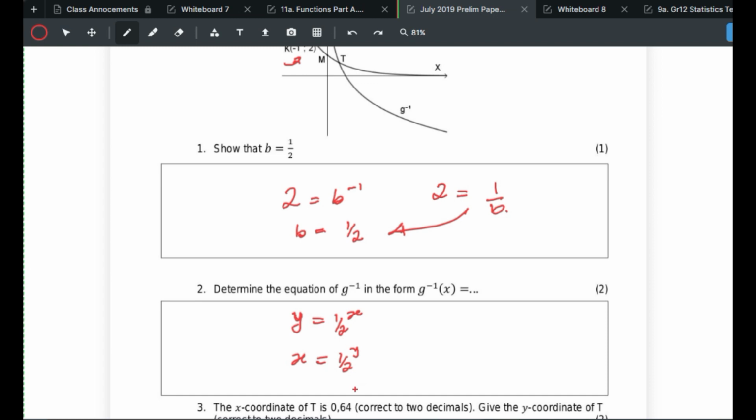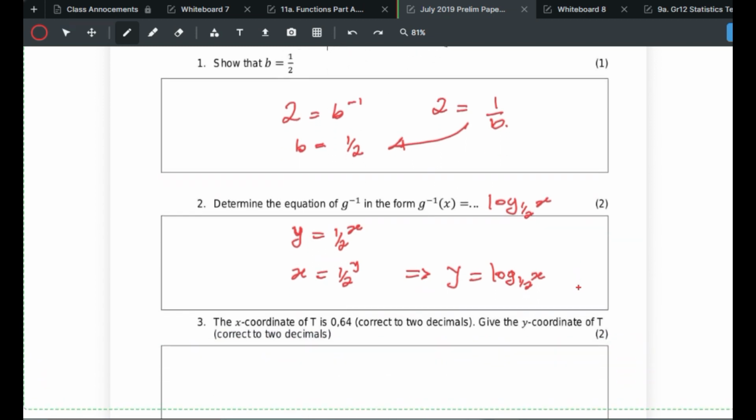Now you just need to use your skills of changing from exponents to logs to help you get this, right? So the power becomes the actual value. So y is equal to the log of x, to the base half. They want it in this format, so that would be your last sentence. Does that make sense? Yes, sir.